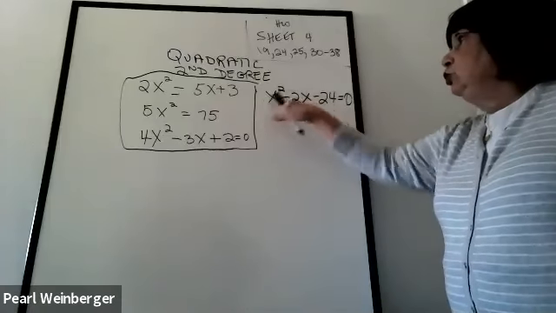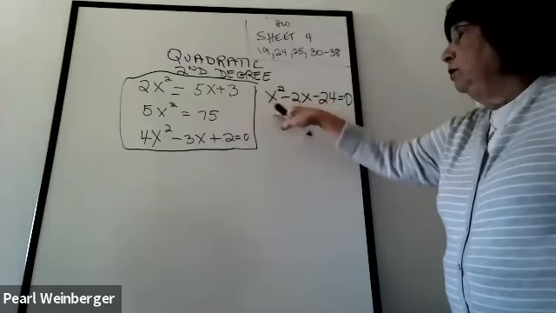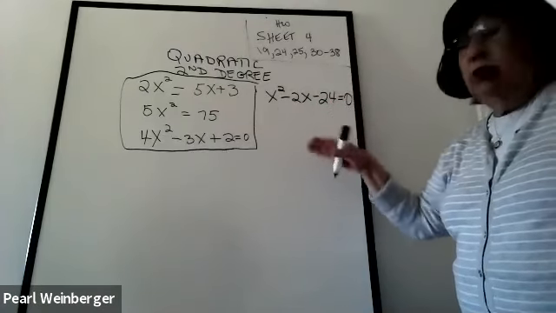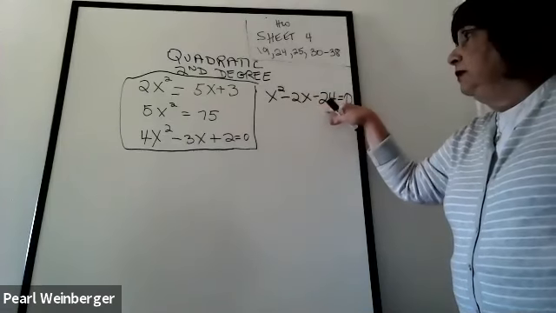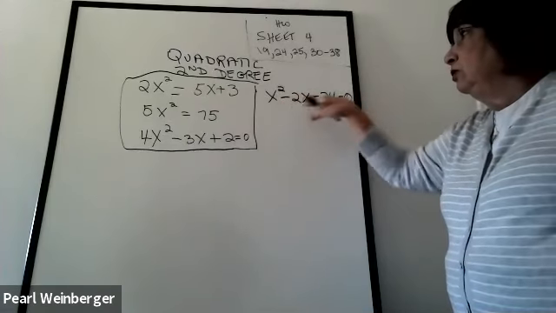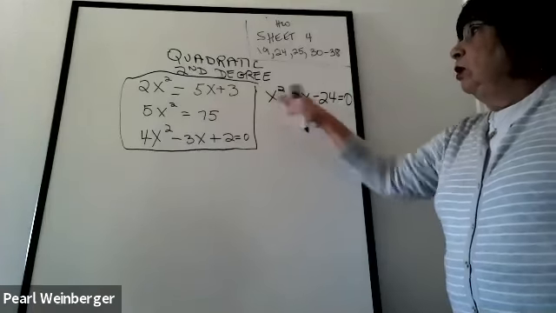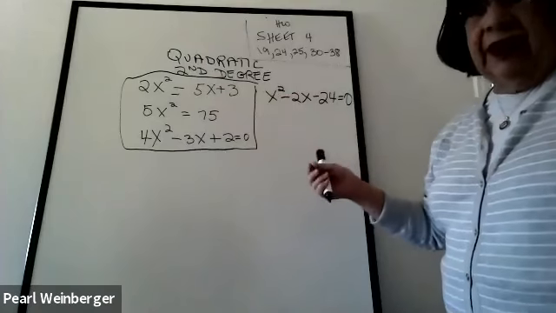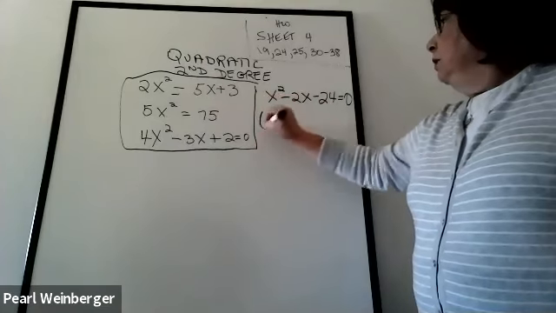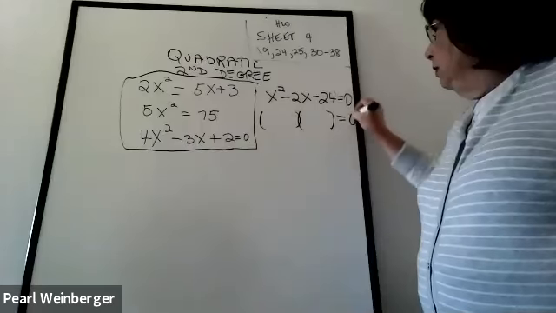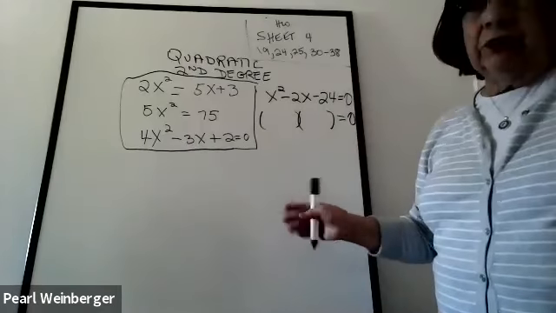And we try to make sure that if it's a trinomial, that it's in what we call descending order, the standard form of a trinomial. Well, this one is x squared minus 2x minus 24 equals 0. What we then do is we factor. We break this up into its two binomials, if it can be factored.